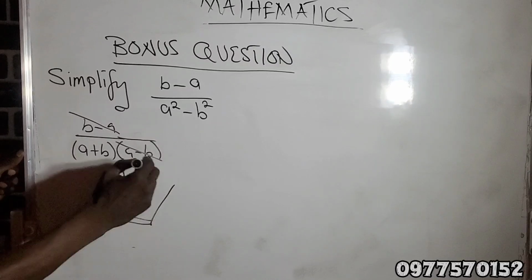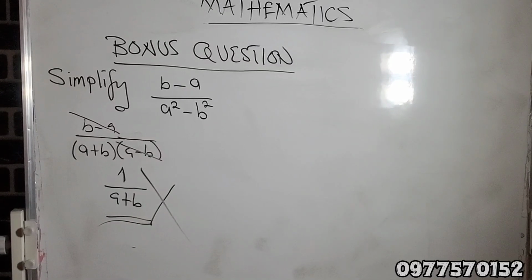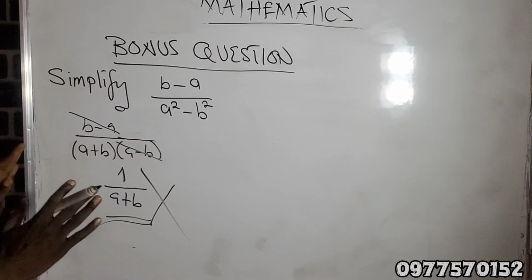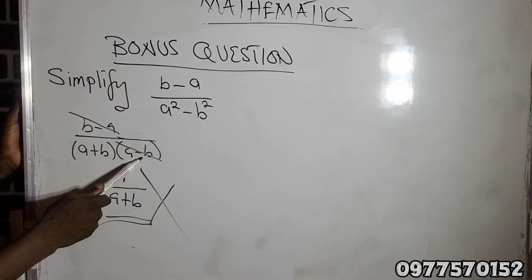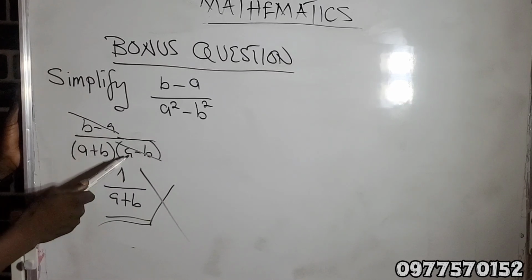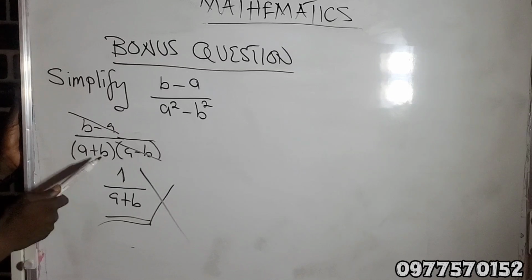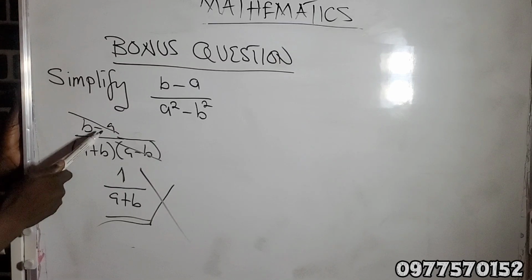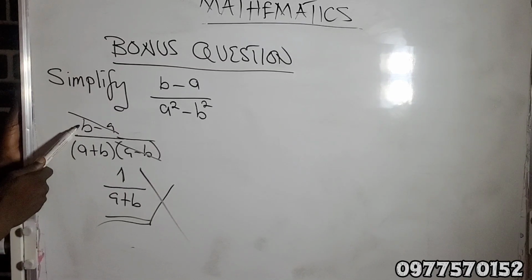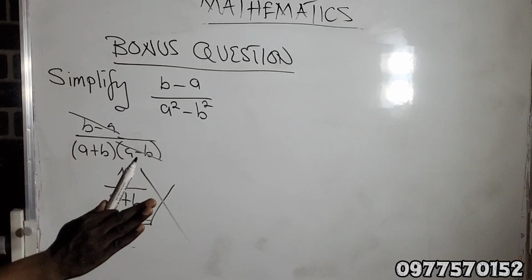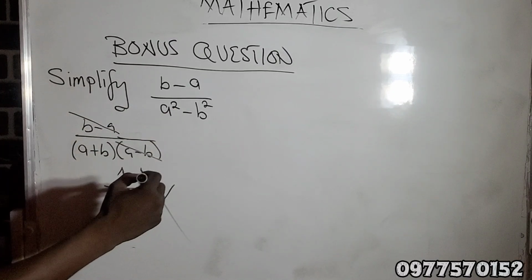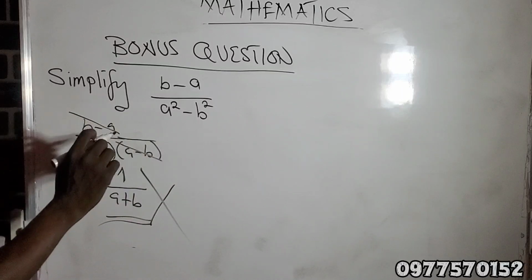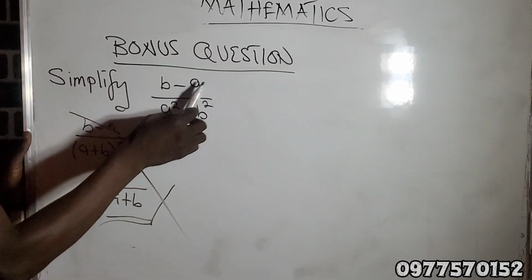But this is not correct. It is not correct because this b is positive, this b is negative, this a is negative, this a is positive. Equally here, this a is positive, this a is negative, b positive. So you have nothing in common. What do you do when you are presented with such a question? It is very simple. We are going to factorize both.